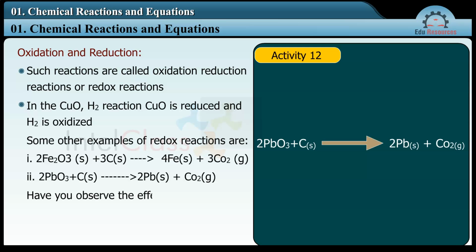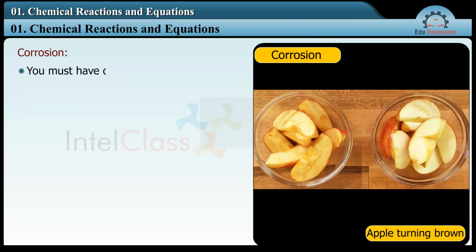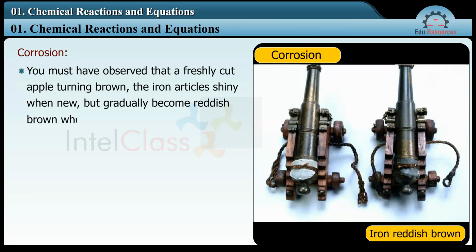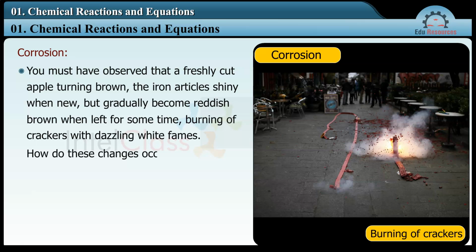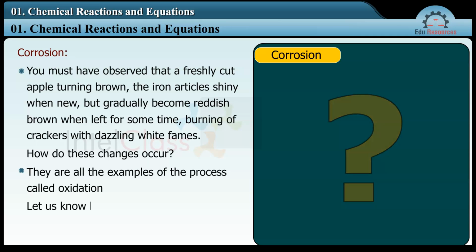Have you observed the effects of oxidation reactions in daily life? Corrosion. You must have observed a freshly cut apple turning brown, or iron articles shiny when new but gradually becoming reddish brown when left for some time. Burning of crackers with dazzling white flames. How do these changes occur? They are all examples of a process called oxidation. Let us know how.